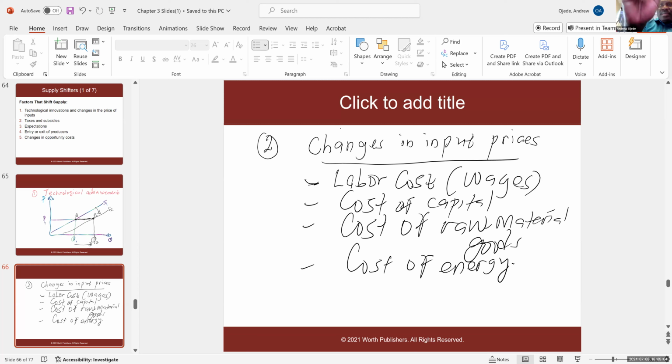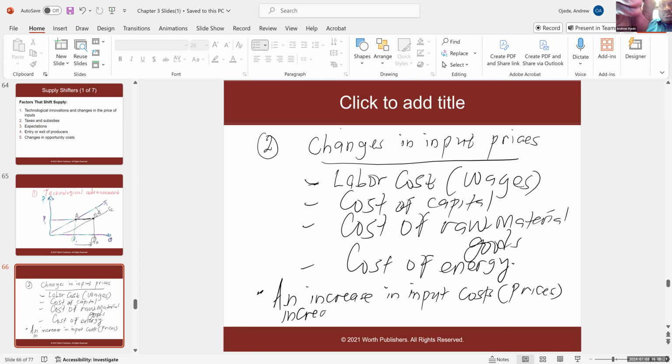So in other words, you can just summarize it. You can say that an increase in input costs, or input prices, increases production costs, leading to a decrease in supply. So the supply curve is going to shift to the left. In this case, leading to a decrease in supply.